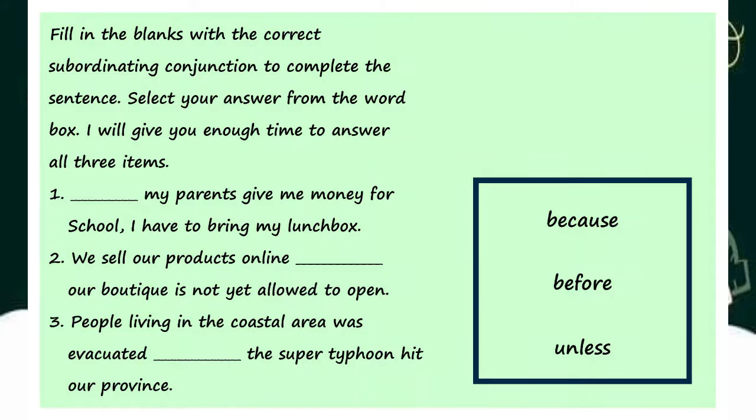Now, let's check your work. Number 1, unless my parents give me money for school, I had to bring my lunchbox. Number 2, We sell our products online because our boutique is not yet allowed to open. Number 3, people living in the coastal area was evacuated before the super typhoon hit our province.